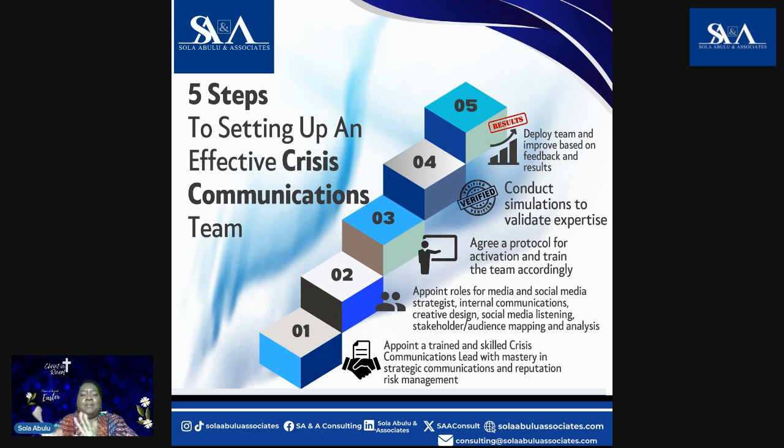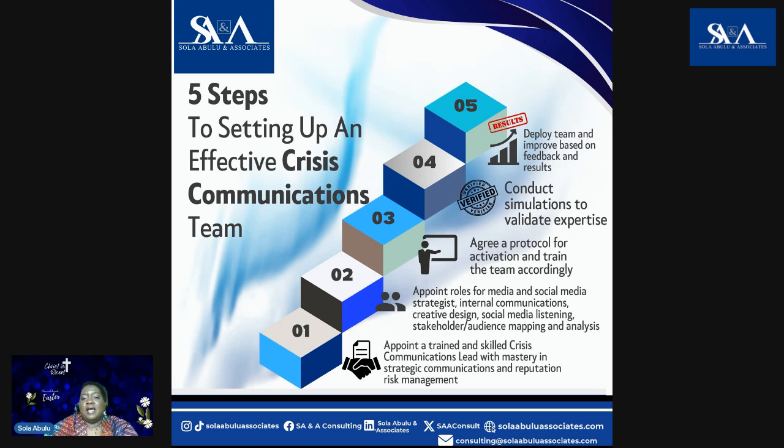So anyway, this is supposed to be about setting up an effective team. Step one: appoint a trained and skilled crisis communications lead with mastery in strategic communications and reputation risk management. It has to be somebody who understands how to manage reputation risk, the very troublesome side of communications. I see that a lot of us communications professionals are more comfortable with the good, happy, go-lucky, nice news sort of thing. Some of us like the difficult space, so you have to get that kind of person as your crisis communication lead. Again, this is if you're setting up a team where the stakes are really high.